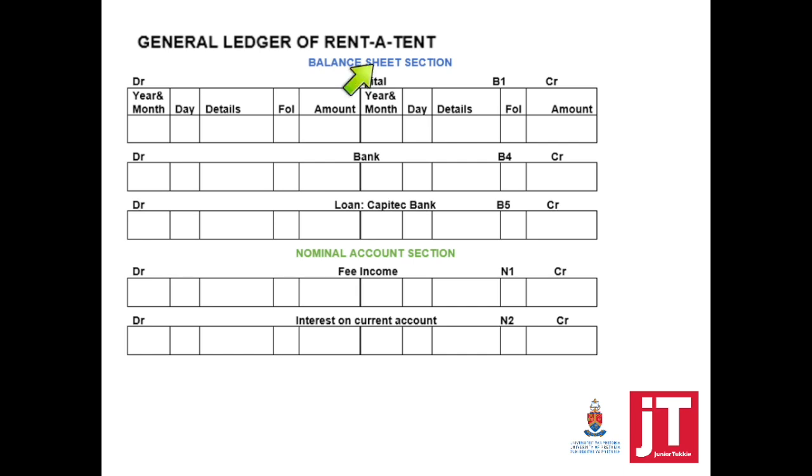Your general ledger consists out of two sections, the balance sheet section and the nominal account section. So what goes into your balance sheet section? And this is what you can study. It will always be your owner's equity, your direct owner's equity account, which is your capital and drawings, all your assets and all your liabilities. In your nominal account section is all your indirect owner's equity account. It will be all your income and all your expenses.